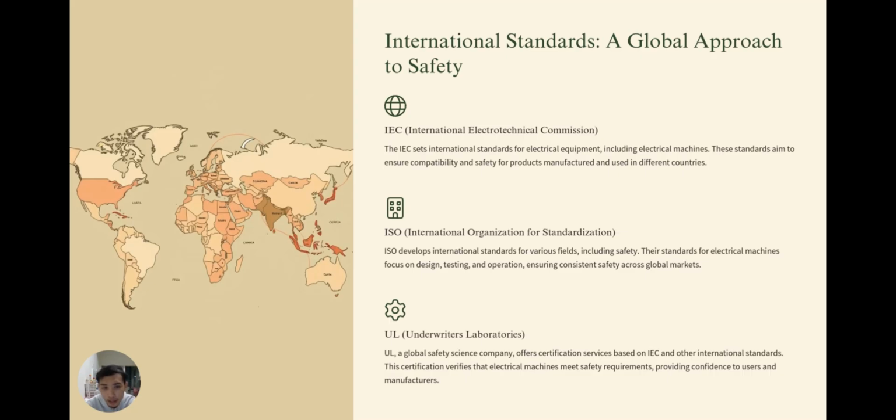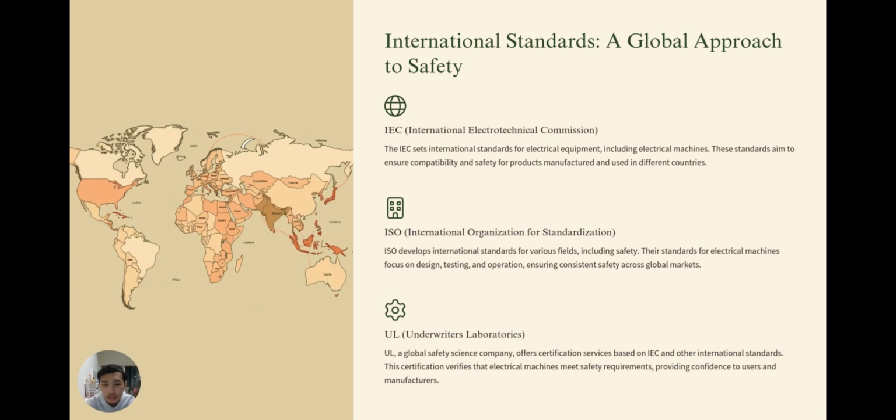For the ISO, ISO stands for International Organization for Standardization. ISO develops international standards for various fields, including safety. Their standards for electrical machines focus on design, testing, and operation, ensuring consistent safety across global markets.